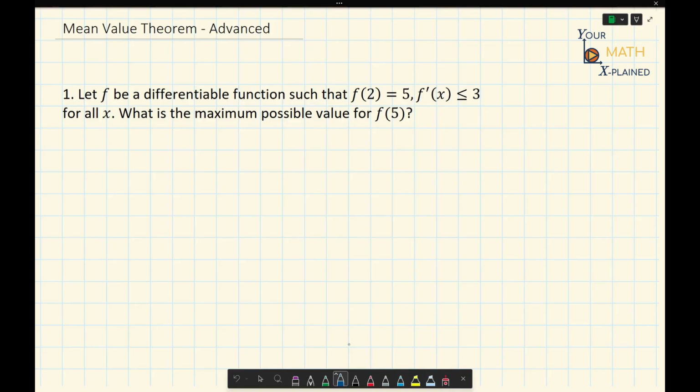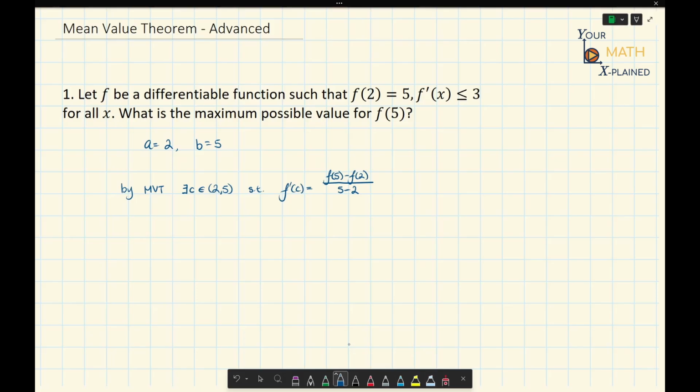Now, by telling us that f is differentiable, we can automatically conclude that it is continuous, which means we can now use the mean value theorem. So we're going to let our a be equal to 2 and our b be equal to 5. So by the mean value theorem, there exists a c that is in between 2 and 5, such that f prime of c is equal to f of 5 minus f of 2 over 5 minus 2.